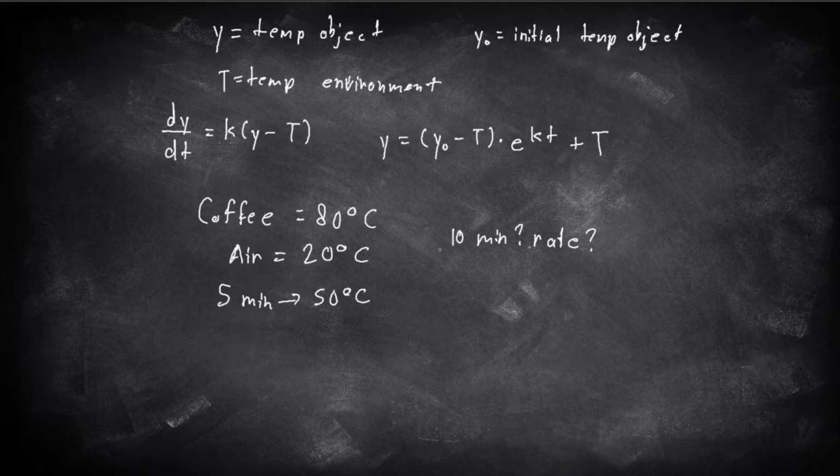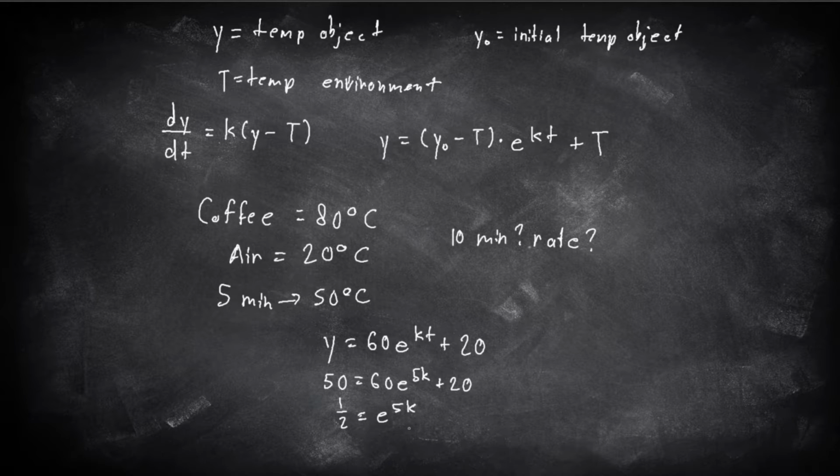So first we want to find the temperature. So we need to find this. We know y is equal to y naught, which is 80, minus T, which is 20, so that's 60, e to the power of k, we don't know what k is yet, so we need to solve for that, times t, plus the temperature of our environment, which is 20. We know in 5 minutes it became 50 degrees. So 5 times k. So 50 minus 20 is 30. 30 divided by 60 is 1/2, is equal to e to the power of 5k.